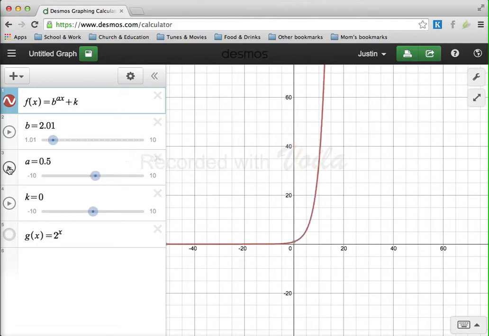And then when is this graph going to flip? Can you tell when this graph is going to flip across the y-axis? Notice right now it looks like this. And just there it flipped. So what happened was the a is negative now, and a negative exponent makes that graph flip.